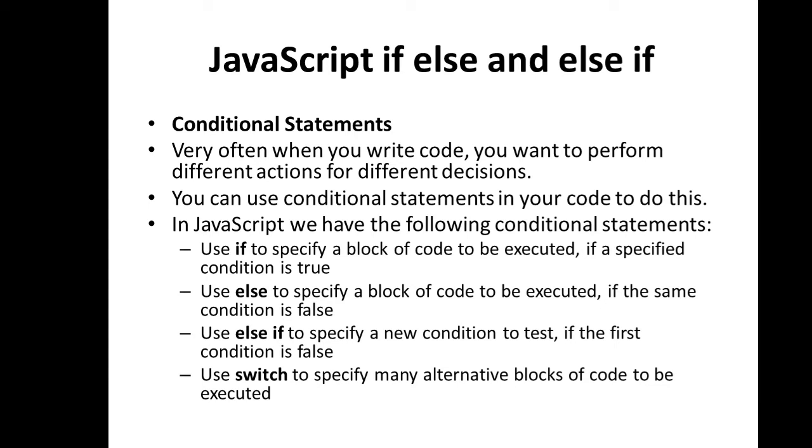So we use the if to specify a block of code to be executed if a specified condition is true. We use else to specify a block of code to be executed if the same condition, so the condition above, is false. So if it is true, we do the first block, and if it is not, then execute what is in the else block. The else if is to specify a new condition to test if the first condition is false. And we use the switch statement to specify many alternative blocks of code to be executed.